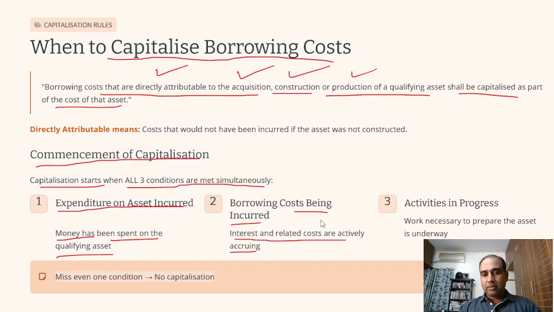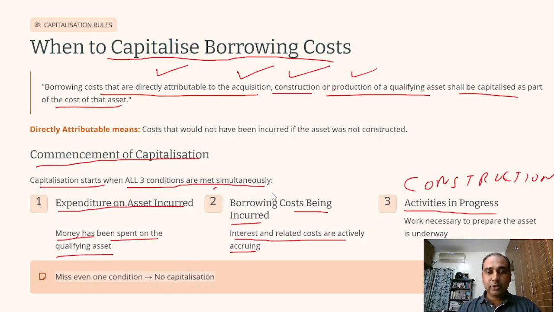Okay. And third one is activities in progress. That means the construction should continue. So if money has been spent on construction, we are paying the loan along with interest, and third, the activity of construction, the construction activity is in progress. If all these three conditions are cumulatively satisfied, then only we can capitalize the borrowing cost.